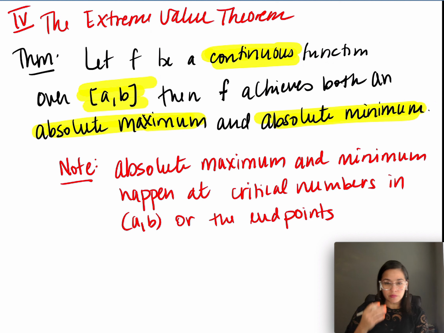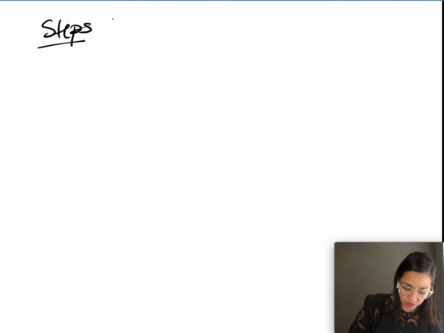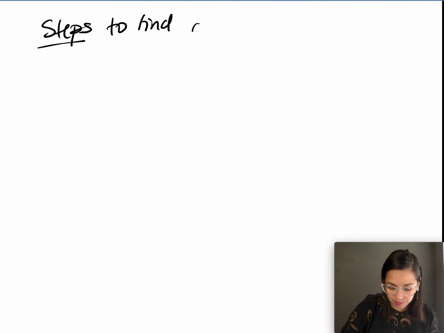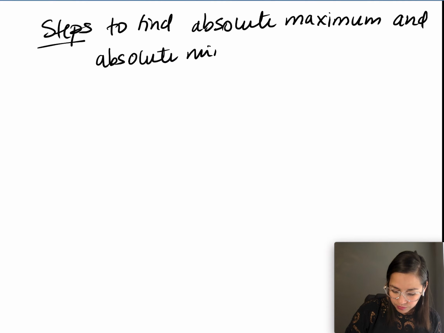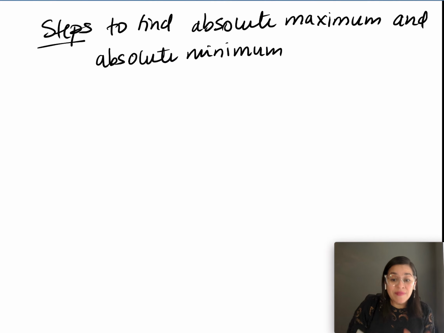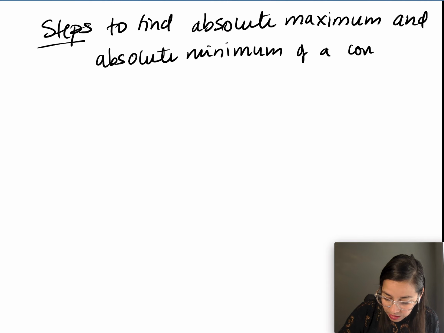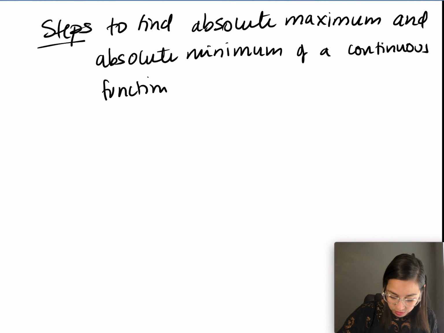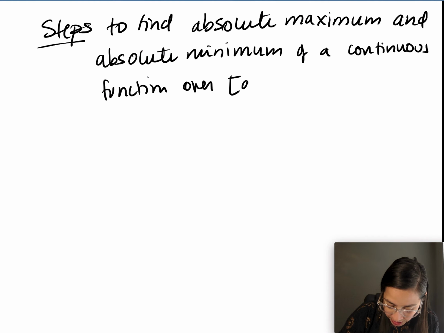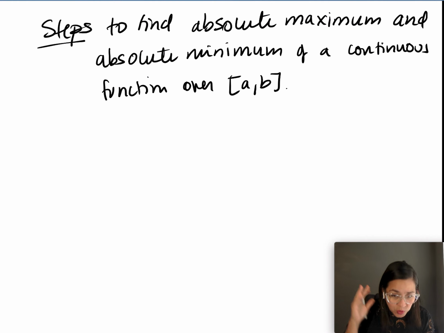Okay, perfect. So, steps to find the absolute maximum and absolute minimum of a continuous function over a closed interval [a, b]. This is super important.